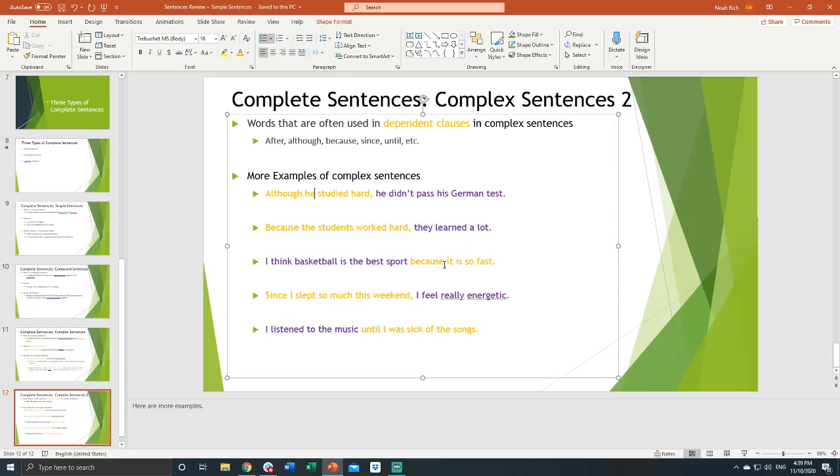And also, they can flip like this. I think basketball is the best sport because it is so fast. Or, since I slept so much this weekend, I feel really energetic. Or, I listened to the music until I was sick of the songs.